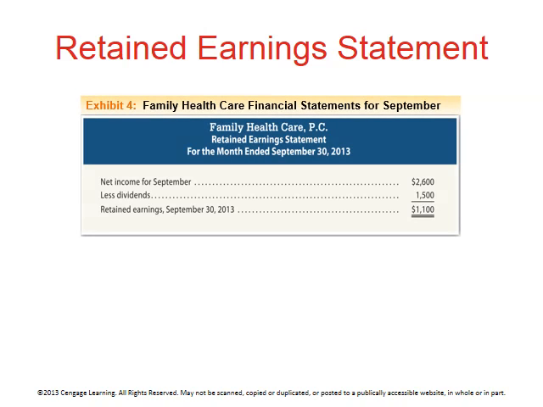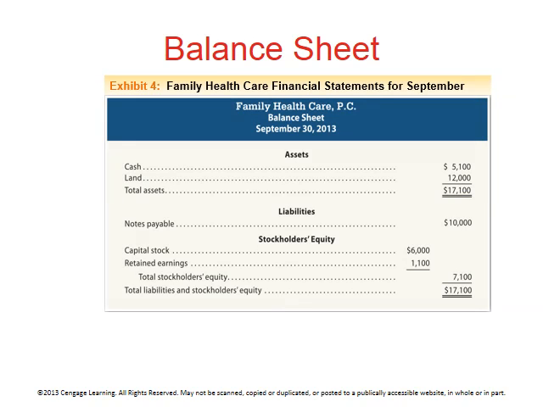So our retained earnings statement: we take our net income, which increased retained earnings, our dividends, which decreased retained earnings, and we get our ending retained earnings balance of $1,100, which ties out to the integrated financial statement view that we looked at a couple slides ago. Our balance sheet, we add up our assets, our cash and land, we get $17,100. Then we have $10,000 of liabilities, the note payable, and then we have $7,100 of stockholders' equity, which is our retained earnings plus our capital stock. And if we add up the liabilities and equity, we get $17,100. So assets equal liabilities plus stockholders' equity.